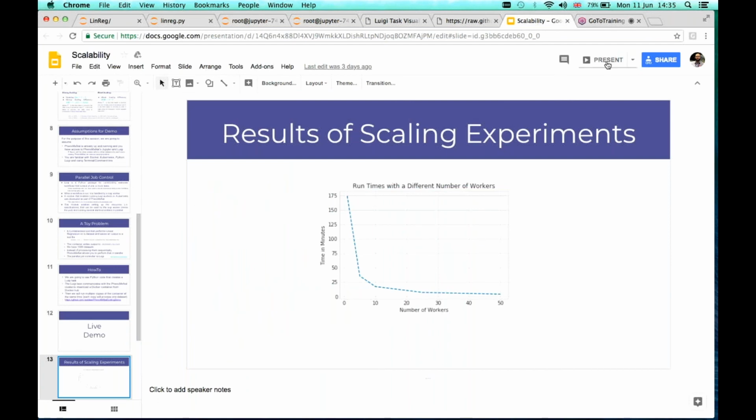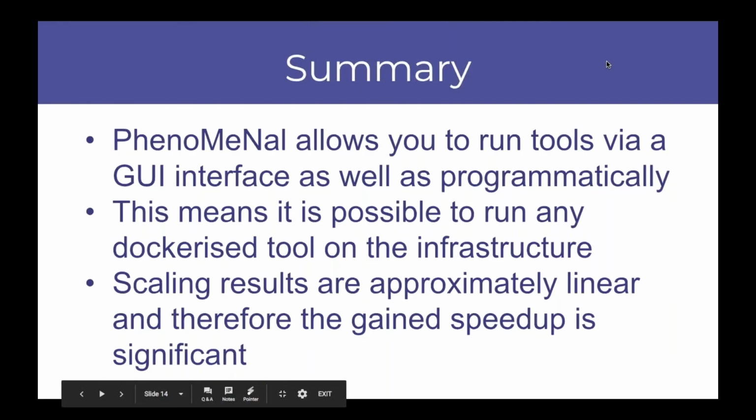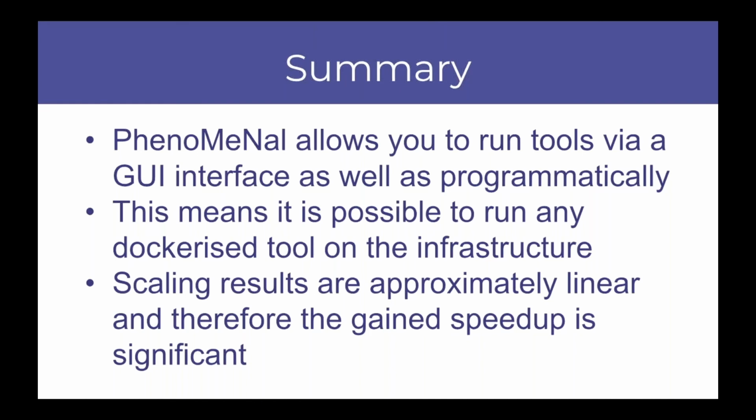Okay, so that's our experiments for today. And to summarize, Phenomenal does allow you to run tools via a GUI as well as programmatically, and that's one of the beautiful aspects of it. It means that it's possible to run really anything we want, any Dockerized tool that we have, on this infrastructure, and scaling results are approximately linear. So if we double the number of workers, we hope to halve the runtime, and if we halve the number of workers, then the runtime will basically double. So it's nearly linear, and the speed up gain is significant.